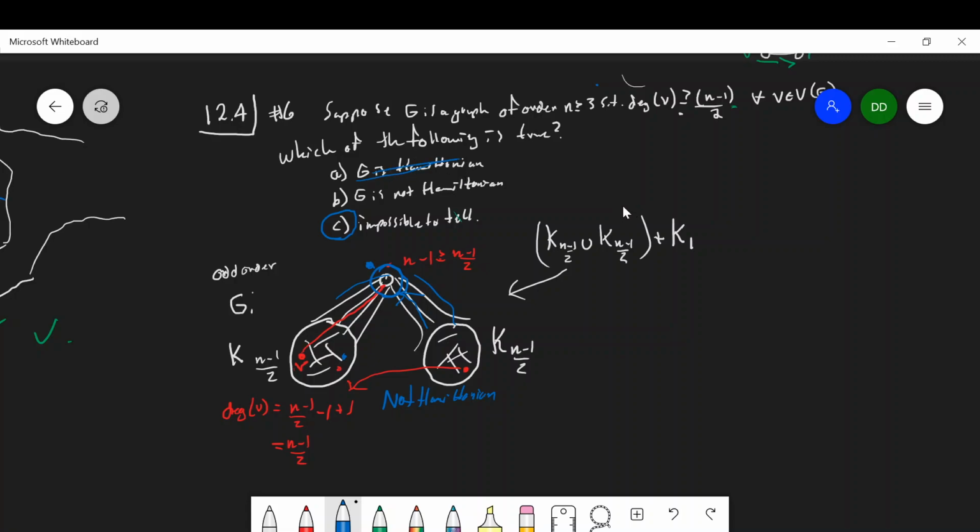And then to show you that we can't guarantee it's not Hamiltonian, we'll meet the same degree condition and have it actually be Hamiltonian. So for this, how about I just give you an example? 1, 2, 3, 4, 5, 6, and I'll draw a cycle.